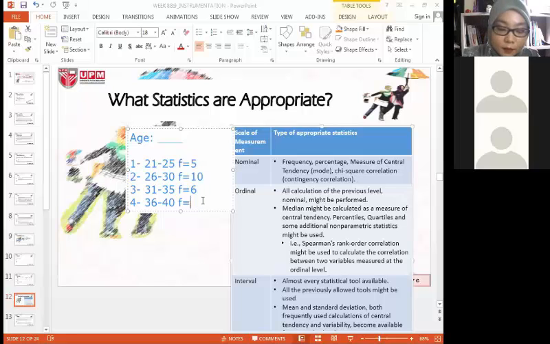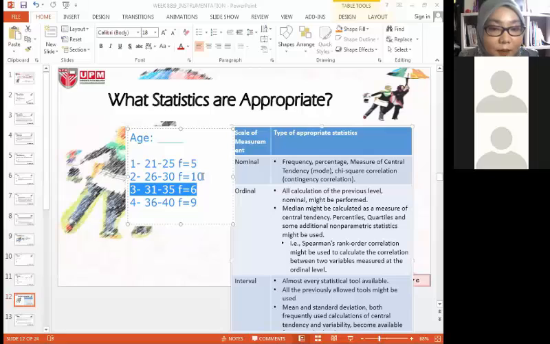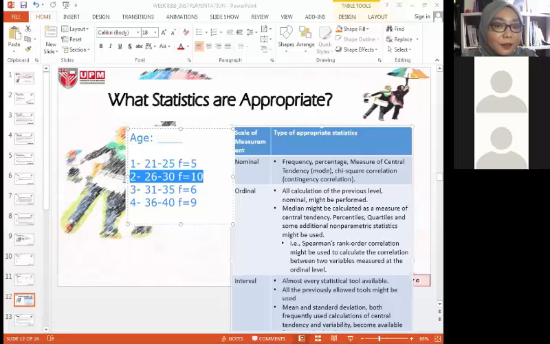So 30. So what is our median? Okay, our median is n plus 1 divided by 2, which falls in 26 to 30. So where is it? Here, 26 to 30. This is also the same as the mode. Equals to mode, right? Yes. Okay, so this is the limitation for ordinal: you cannot get the mean.